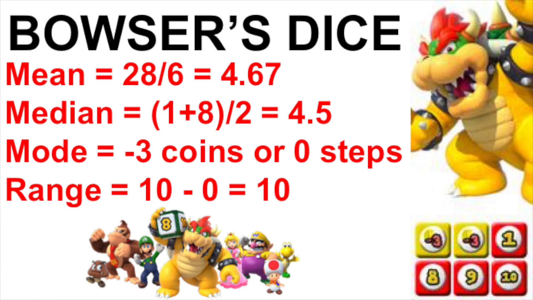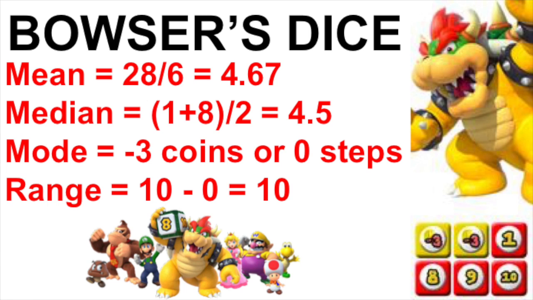Then to find the median, the two numbers in the middle are 1 and 8, so I found the average by adding and dividing by 2, which got us 4.5. Our mode, the thing we see the most, or our most common outcome, is to get -3 coins, or 0 steps. And then lastly, our range, the best thing we could get is 10, the worst thing we could get is 0 steps, or -3 coins, so 10 minus 0 would get us 10.